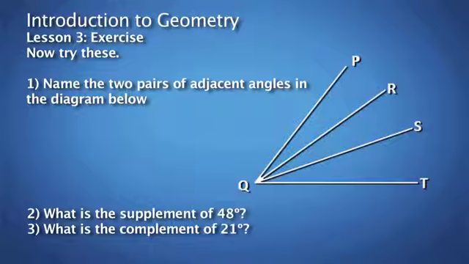Let's try out this exercise. Question 1. Name the two pairs of adjacent angles in the diagram below. You can see the diagram. Angle PQR, RQS, SQT. We want you to find the two pairs of adjacent angles in this diagram. Question 2. What is the supplement of 48 degrees? Question 3. What is the complement of 21 degrees?